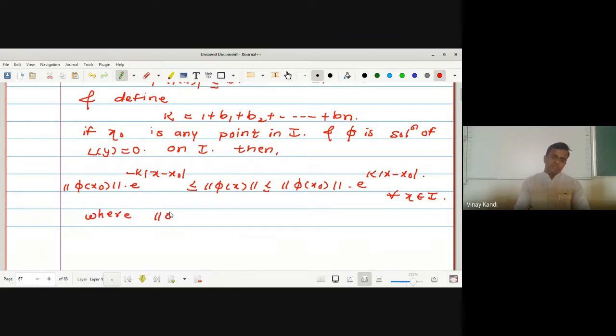norm of phi of x is what? Norm of phi of x is the square root of mod of phi of x squared plus mod of phi dash of x squared, and so on, up to mod of phi raised to n minus 1 of x squared, the whole raised to 1 by 2. Okay.